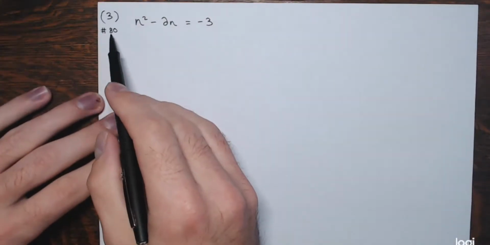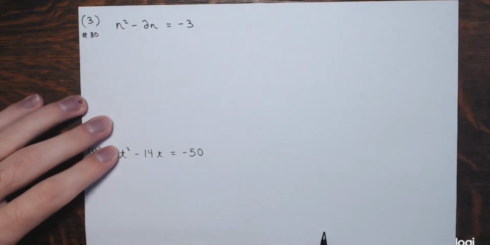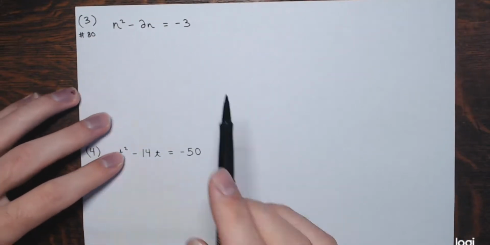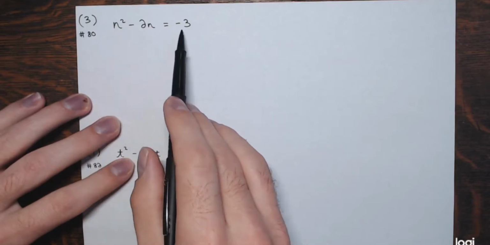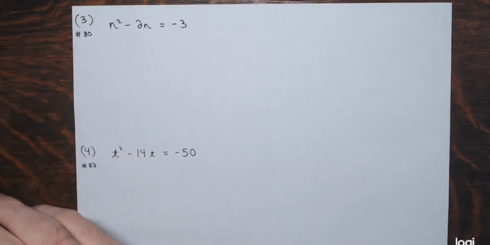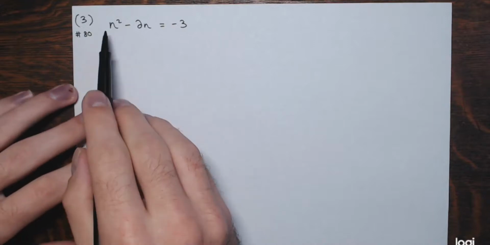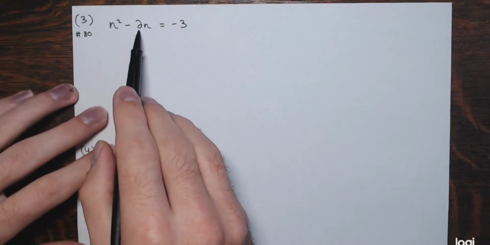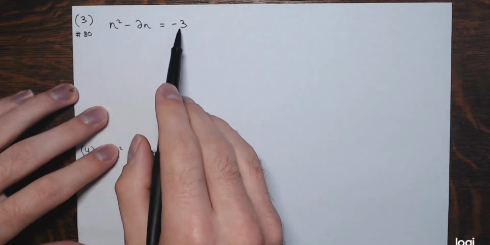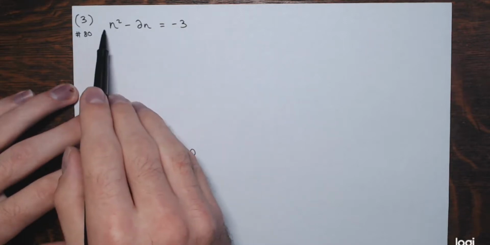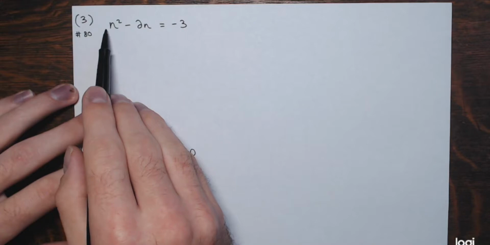All right, next question. This is example 3, the exercise 80 from the text. Once again, they're being very kind to us. It's already set up the way I want in order to solve by completing the square. I've got the quadratic term and the linear term and that's it on one side, and a number on the other. And the coefficient of the quadratic term is 1.